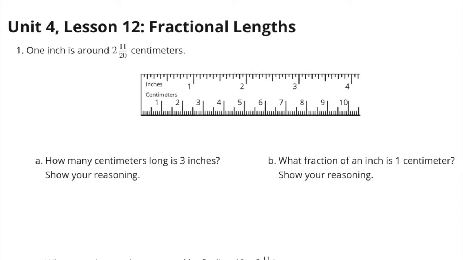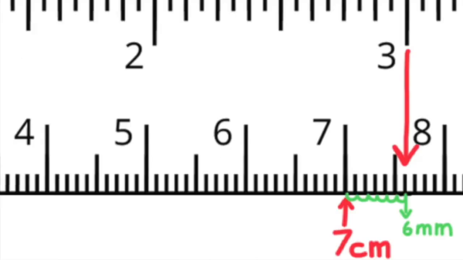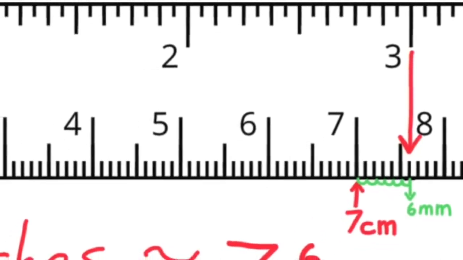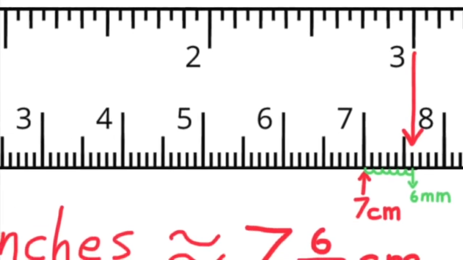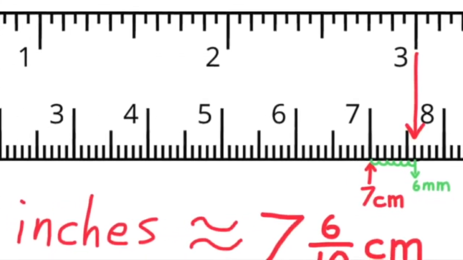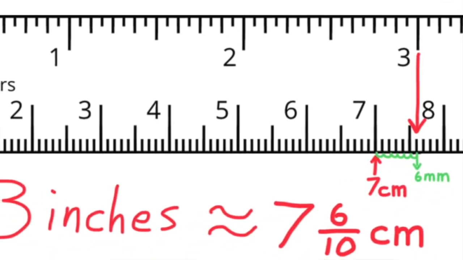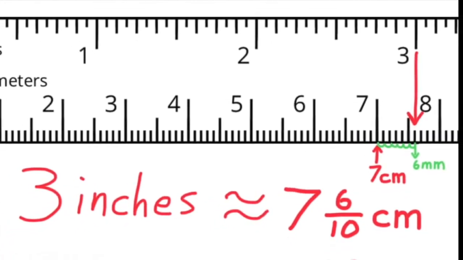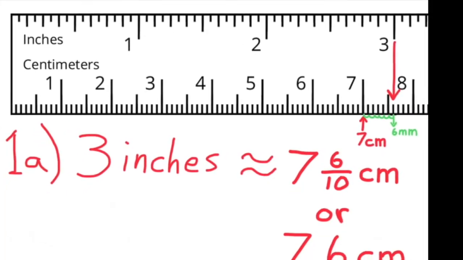Number 1. 1 inch is around 2 11/20 centimeters. A. How many centimeters long is 3 inches? Show your reasoning. 3 inches is just about 7 centimeters and 6 millimeters, which is 7 6/10 centimeters. So 3 inches is just about 7 6/10 centimeters.